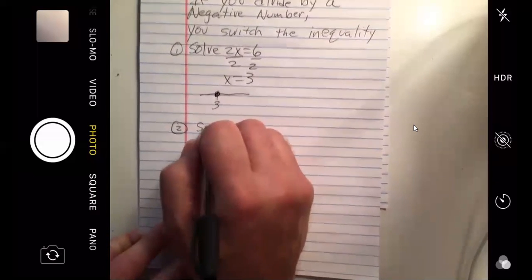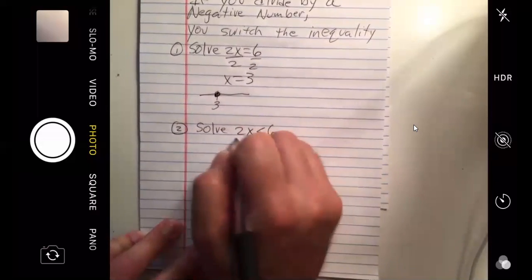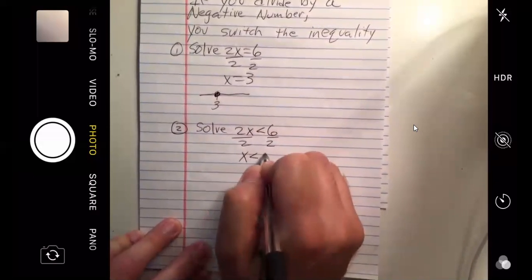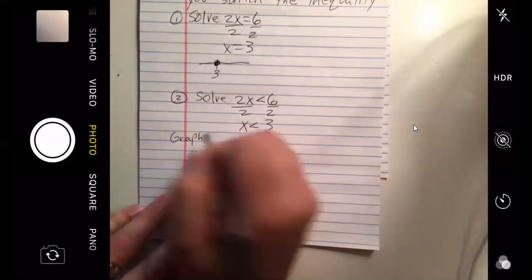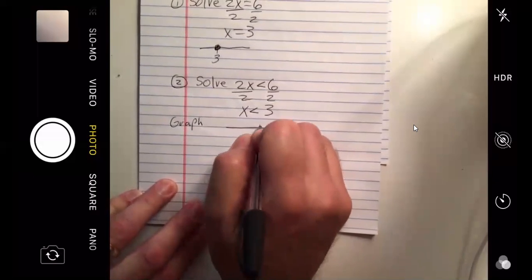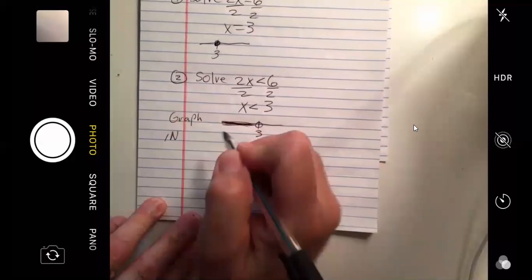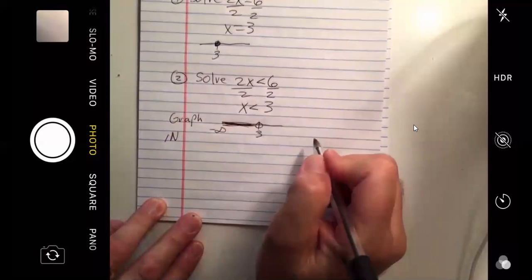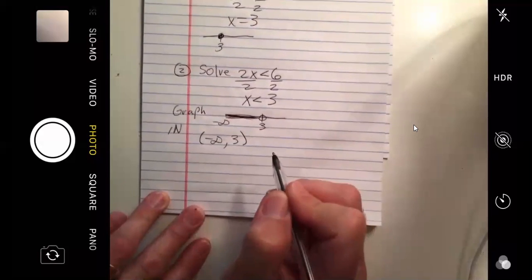If we have you solve 2x less than 6, you still divide by 2. But now you've got an infinite number of solutions. Your x is less than 3. You could graph this: 3, open circle, shaded this way. On your interval notation, you've got to know to put a negative infinity this way. If it was a greater than, you'd have a positive infinity the other way. Negative infinity, comma, 3 in parentheses.